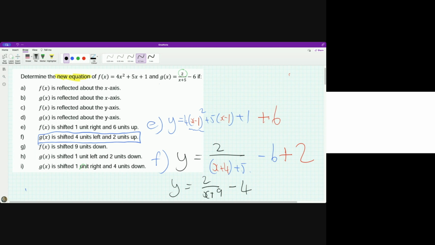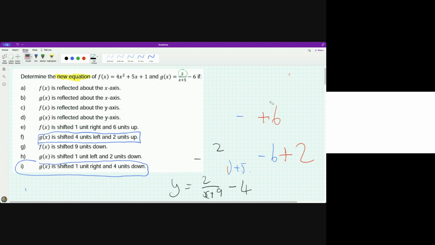Okay, I think things are getting much easier now. Let's just do one more of these, and then we can move on. So I want you to do I for me. Just do I, and then we're going to move on. Actually, I think we should draw a graph. That would be a good practice.